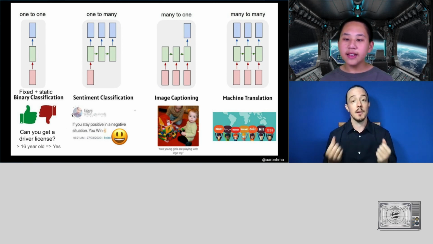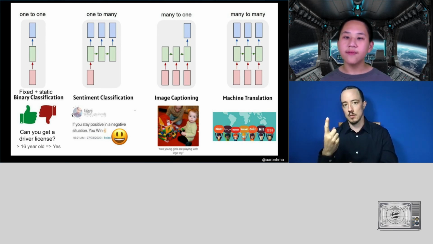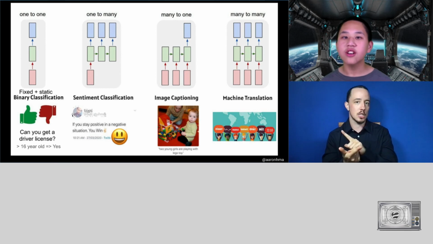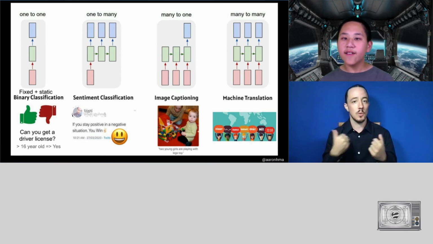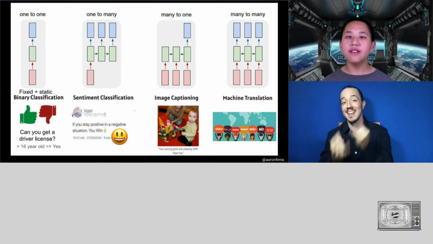We have many pieces of data in the beginning, which is our image. At the end, we're left with one piece of data, which is the captions. Or, finally, machine translation, which is many to many, as we have many pieces of text data, and at the end we have many pieces of text data.